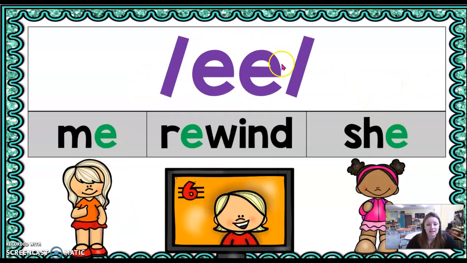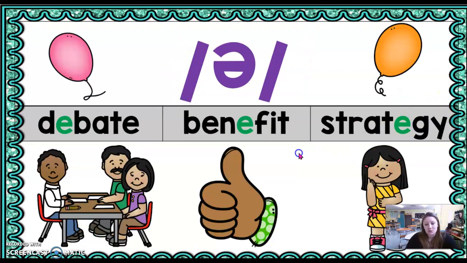How about this sound? This sound says E, and sometimes the letter E can say E. For example, in the word me, rewind, which means do it again, and she. All of those letter E's make the E sound on this page. Ooh, this is one of my favorites. We know this is the schwa sound. Put your shoulders up nice and tight and go, ugh. Good. So we have debate, benefit, and strategy. Okay? So the E in all 3 of these words makes the ugh or schwa sound.